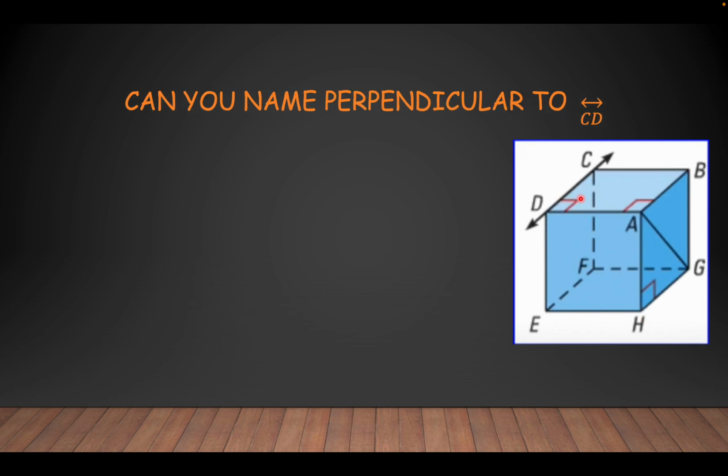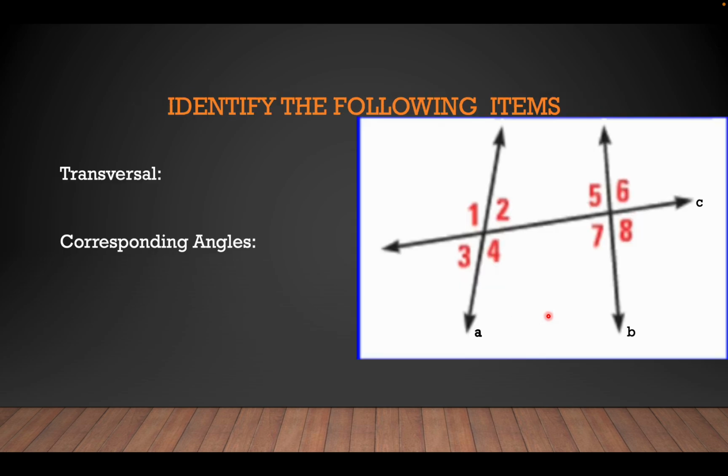Perpendicular, we're looking for a 90-degree angle. And I see that we have line CD. A line perpendicular would be line AD. This line connects at a 90-degree angle. And this whole cube, we got 90-degree angles all over the place. So this line ED would also intersect at line CD and create a 90-degree angle.